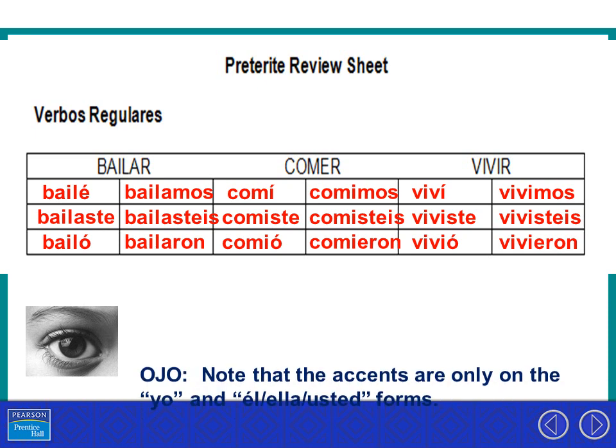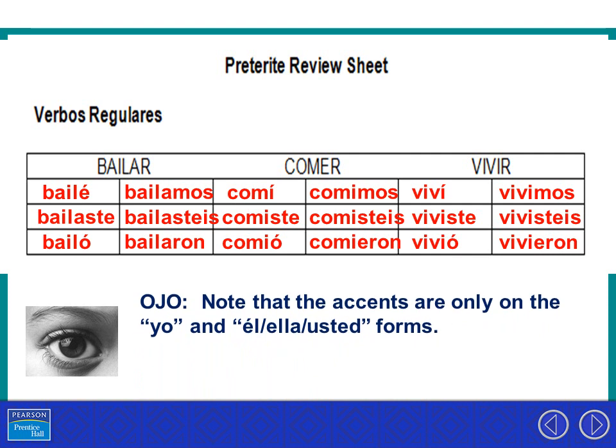And one oh-ho, in case you were wondering why that big eyeball was staring at you. It's a note that the accents are only used on the yo and the usted forms. So only those have the accents.